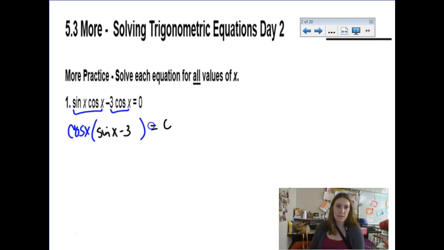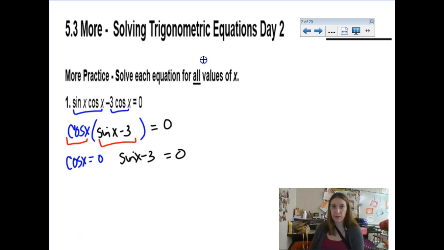And then if we treat this with the zero property that we learned back in polynomials, I set each of those factors equal to 0. I want to know when the cosine is 0 and when the sine of x minus 3 is 0. And they do want me to solve for all values, so we have to do that weird rotation.